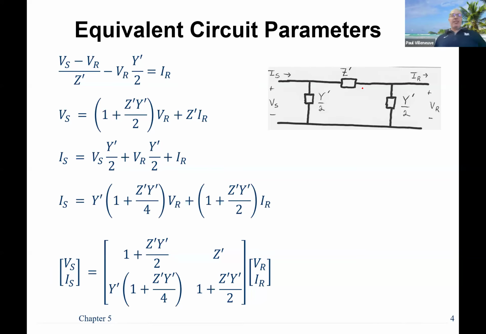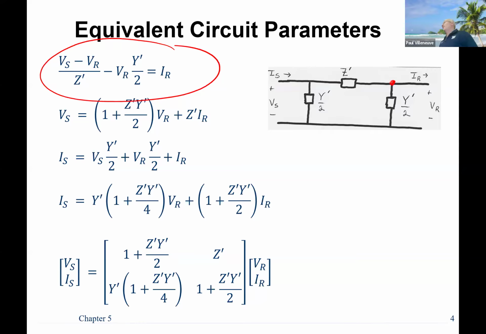Can anybody guess what this first equation is or how I wrote that first equation? Any ideas? The voltage of the Y prime element, and the voltage drop across the Y prime two elements. So what electric analysis or approach am I using to write that equation? The sum of currents going in equals the sum going out. Very good. That's current law.